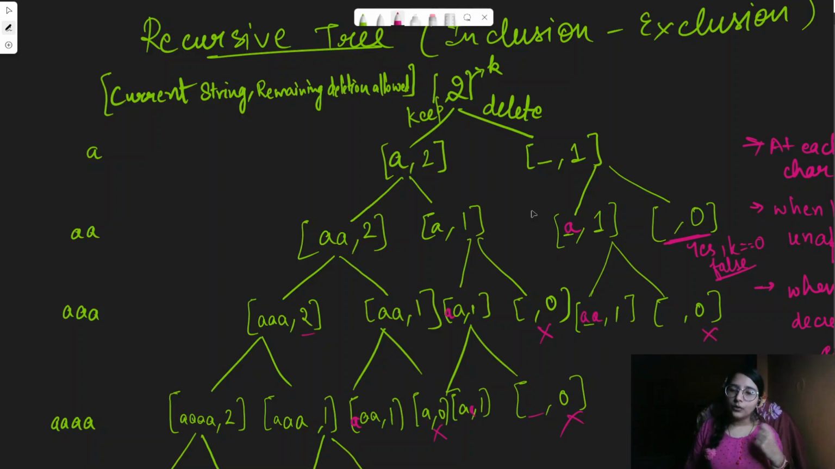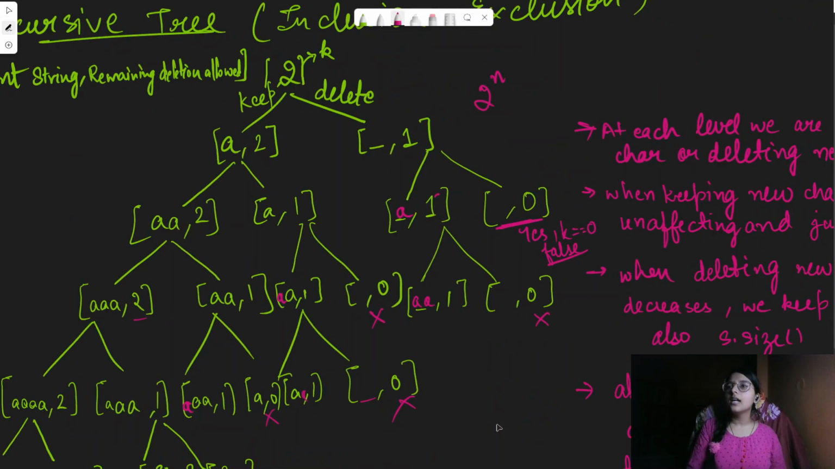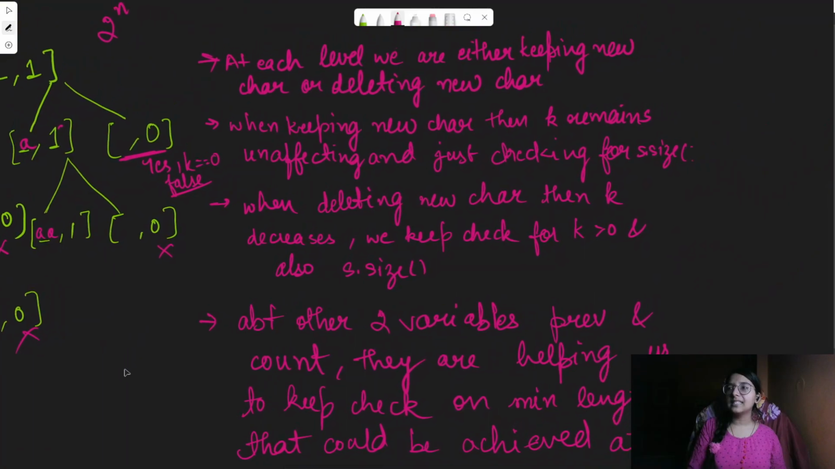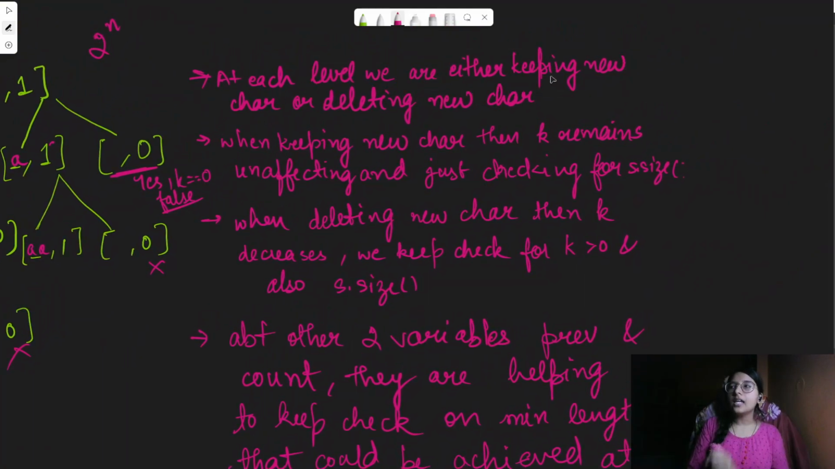But now the thing is that only this won't help us, because this will become a 2 raised to power n solution. Because it becomes such a solution, there would be TLE. But we can take lessons from this, and those lessons are that at each level we are either keeping the new character or deleting the new character. That is the thing we are doing, right? We are required to do that in a DP solution as well.